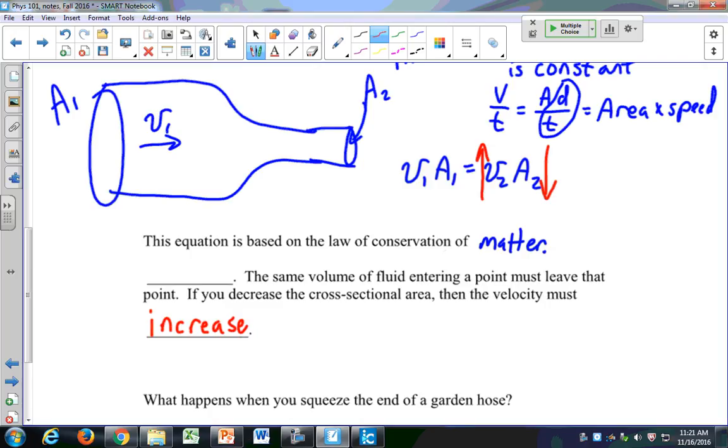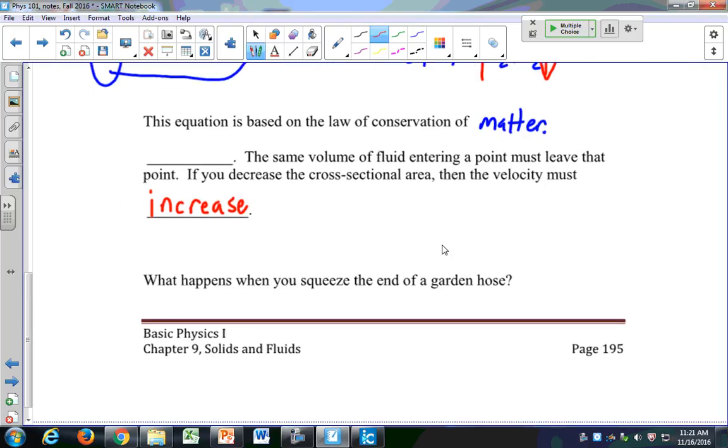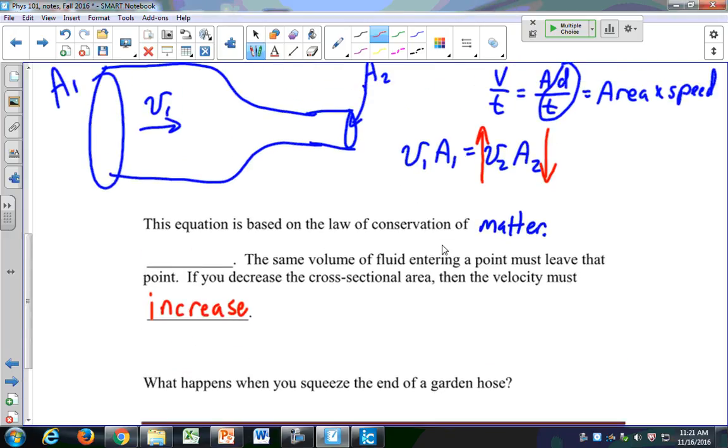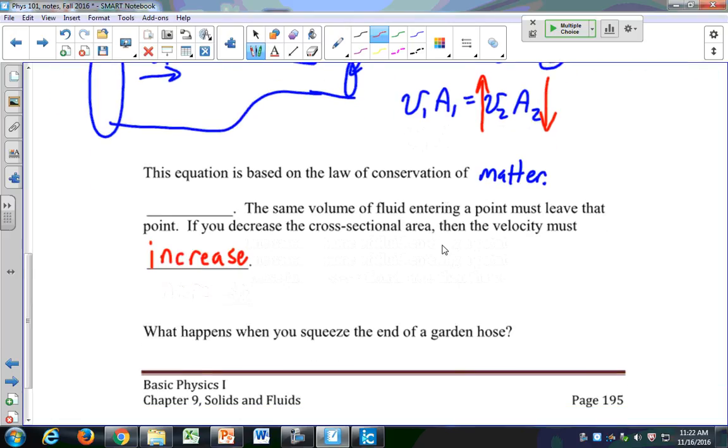And this happens when you squeeze the end of a garden hose. You ever do this? Or you put your thumb over the end of a garden hose? Does the water come out of the end of the garden hose faster, or does it come out slower? It comes out quite a bit faster, right? Because you're decreasing that cross-sectional area, and that causes the speed to increase. If you decrease the area, that causes the speed to increase. So when you put your thumb over the end of your garden hose, it causes your speed to increase.